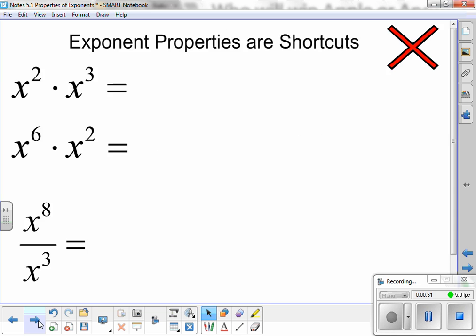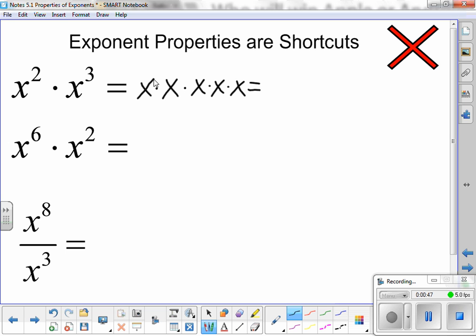All right, so in class we discussed this. The exponent properties are just shortcuts. I'm just going to do a couple of these since we already did these in class. So if you actually take this literally, x squared times x to the third, x squared means x times x. X to the third means there's x times x times x. So if you count them up, 1, 2, 3, 4, 5, there's 5 x's, so that's x to the fifth.